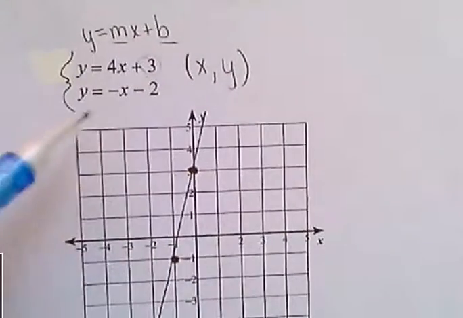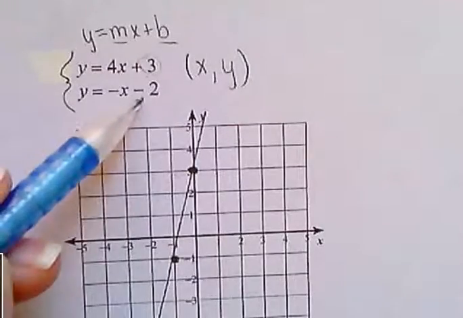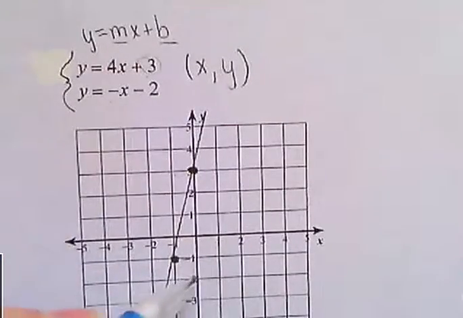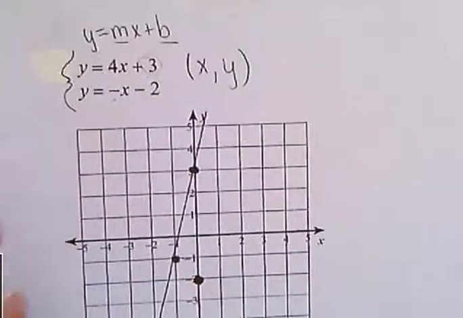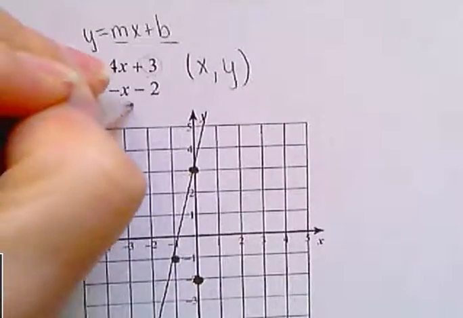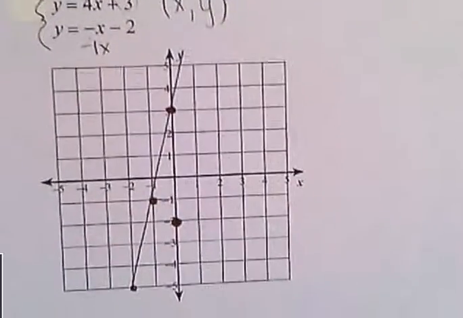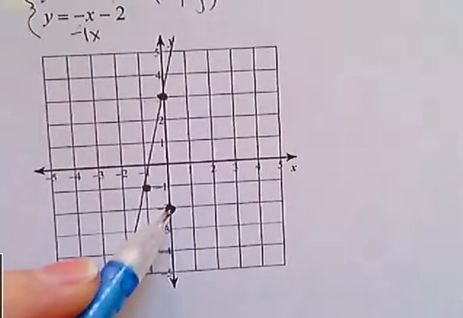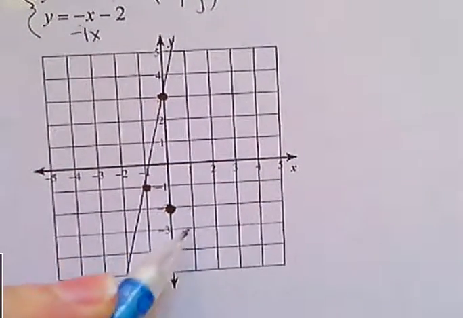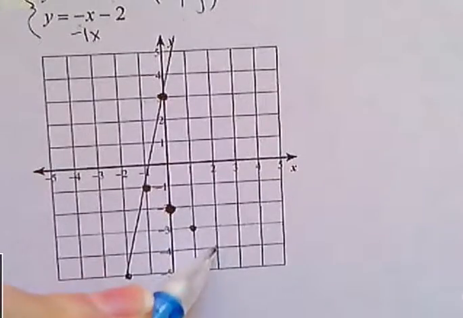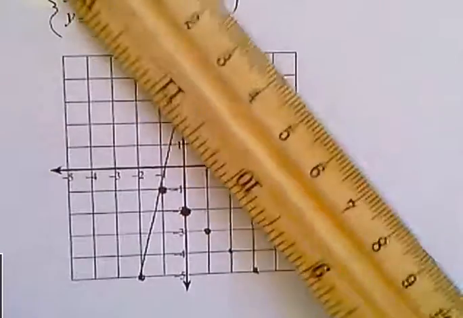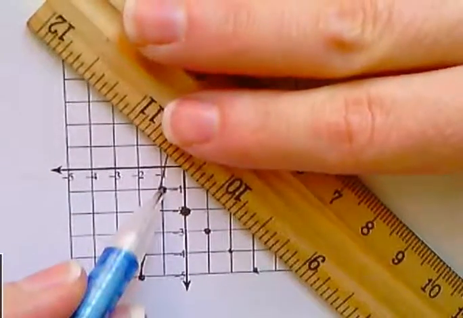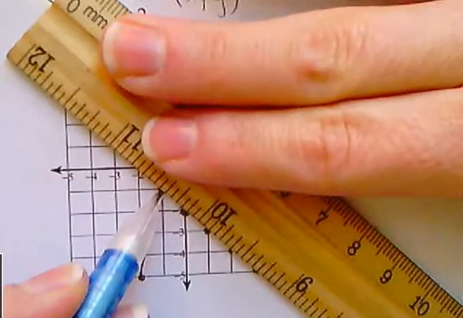My second line is negative x minus 2. So I'm going to start at negative 2, which is the y-intercept, and then the slope is negative 1, right? If there's no coefficient, it could be like negative 1x. And so what that means is every time I go over to the right one, I go down 1. So I go over 1, down 1, over 1, down 1. I can plot as many points as I need, but then I'm going to connect them with this lovely ruler here.